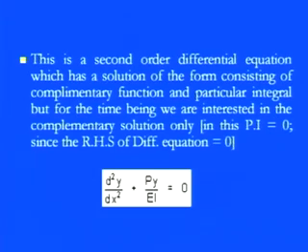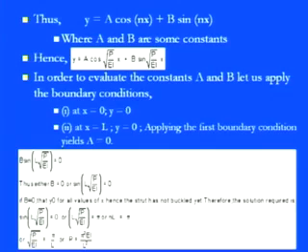Coming to the main equation, we have d2y by dx square, which was the D square plus n square into y, because n square was there. So d2y by dx square plus Py divided by EI equals 0. Now this is the second order differential equation, and our main intention is to find the complementary function.